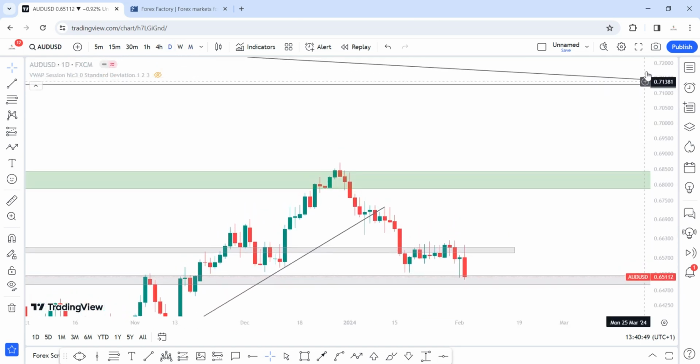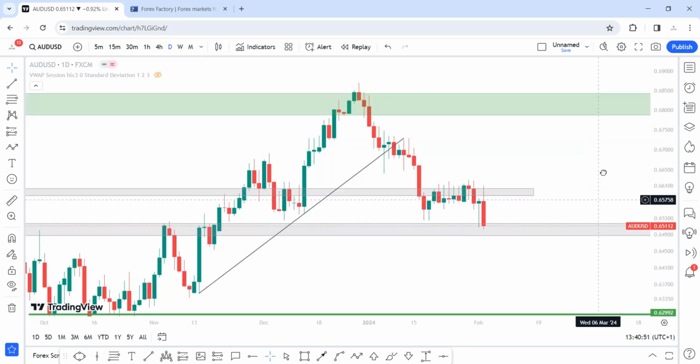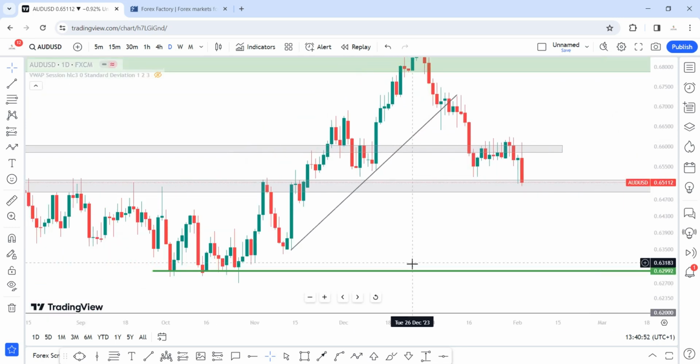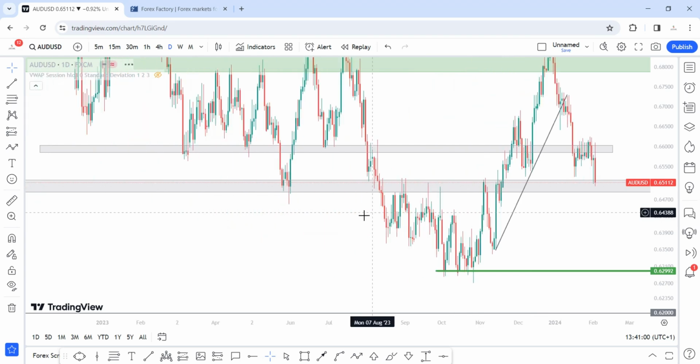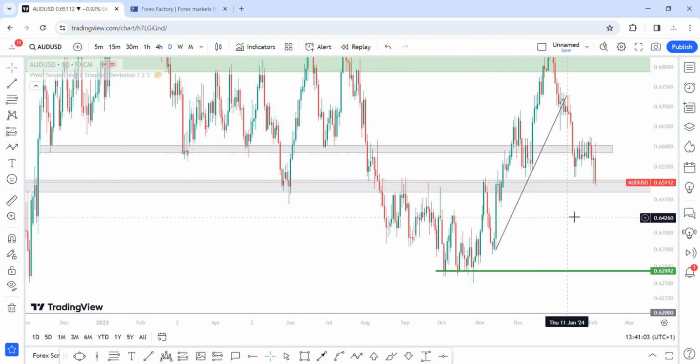On the daily time frame, price is currently sitting on a support level. Yes, the idea is price is going to continue downward, but you don't want to overlook this current strong support level that has been tested multiple times looking left. All right, you don't want to ignore that fact.